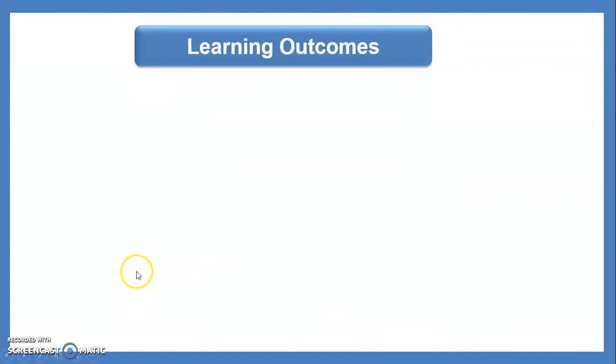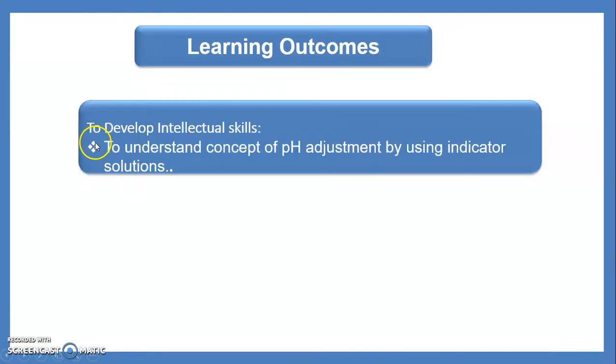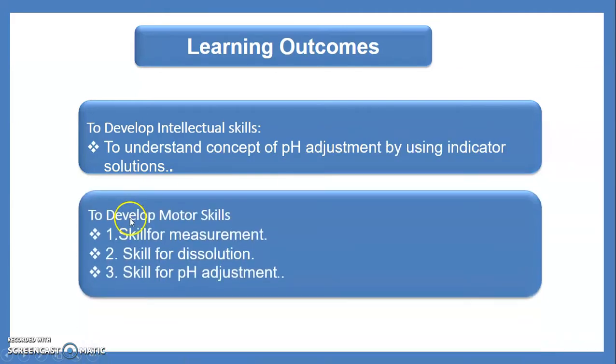Learning outcomes of our today's practical session. After watching this video, students should develop the intellectual skills, such as to understand the concept of pH adjustment by using indicator solutions, and develop the motor skills, that is, skill of measurement, skill of dissolution, and skill of pH adjustment. All these skills you should mention.